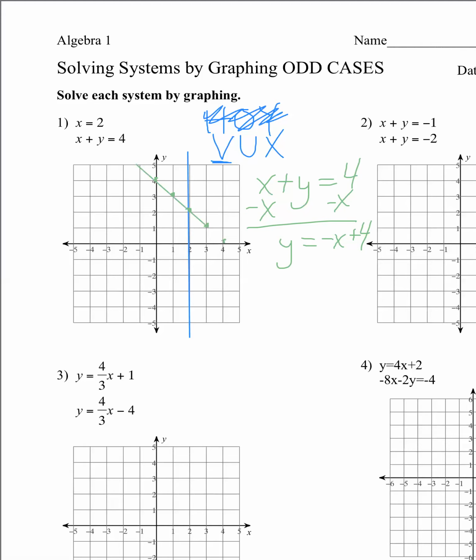Let's go ahead and graph that as best we can. Okay, so it looks like my intersection for this one is at (2, 2). Nothing too weird happened in this one, besides having a perfectly vertical line, but that's fine. All right, so let's try another one and see what happens.